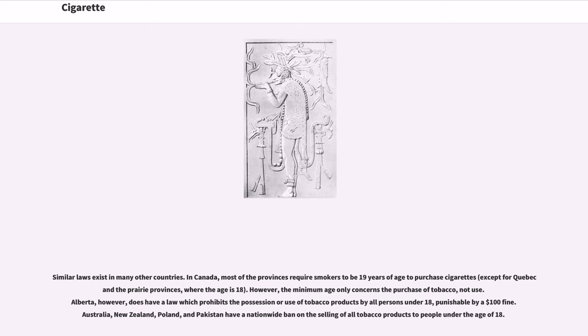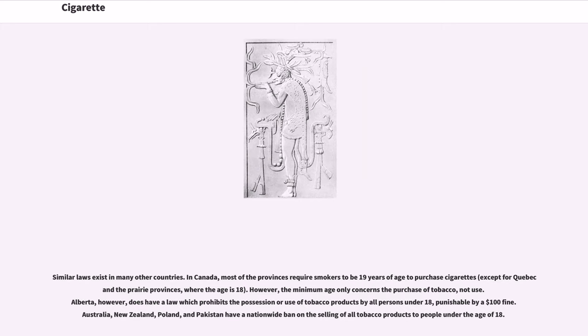In Canada, most of the provinces require smokers to be 19 years of age to purchase cigarettes. However, the minimum age only concerns the purchase of tobacco, not use. Alberta, however, does have a law which prohibits the possession or use of tobacco products by all persons under 18, punishable by a $100 fine.